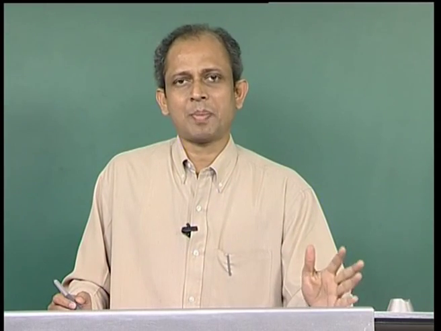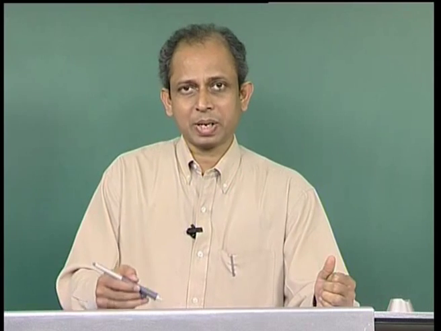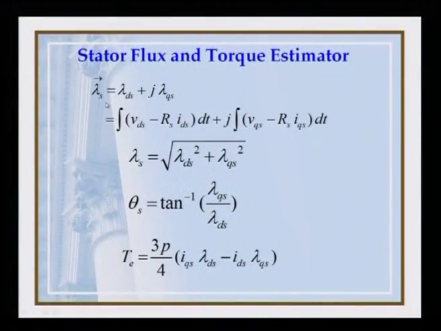Now, we know that flux psi s or lambda s has got two components, lambda ds and lambda qs. So, we can calculate the various components in the following fashion. This has got two components, lambda ds and lambda qs. So, we can integrate the corresponding voltages VDS minus RS IDS. So, this VDS is basically the direct axis voltage in the stationary reference frame. RS into IDS is the resistance drop. We can measure the current by Hall sensor.